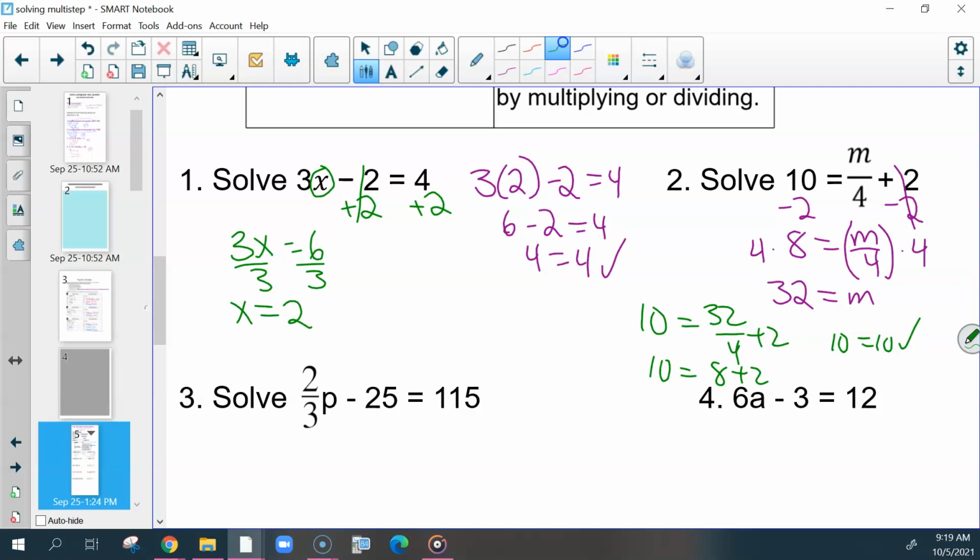We're going to go to number 3. Number 3 is very similar to number 1. It just has that fraction, but don't let that throw you off. We're doing kind of the same thing.